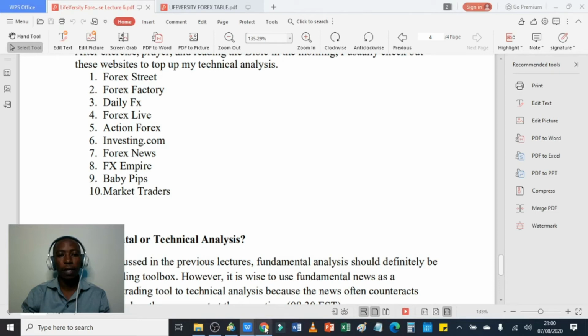So as the others continue to load, let's just head over to Forex Street and see what Forex Street has. As you can see here in this tab, it's still loading. My internet is a bit slow. I'm sorry about that, but it should be up and running. And as you can see, we are in Forex Street.